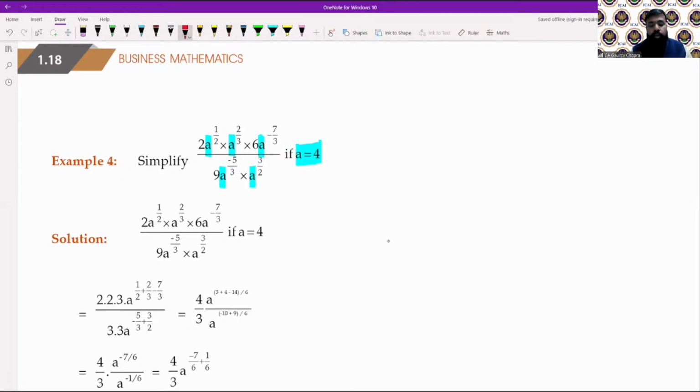So first of all, we can take the numbers together. So we are having numbers 2, 6, and 9. All numbers are taken together. Now, what is left? a is left. Let us write this a. Now we are having powers 1 by 2 plus 2 by 3 minus 7 by 3. All these powers belong to numerator. This is the power of numerator.